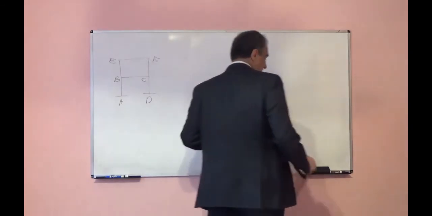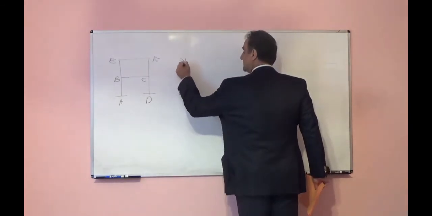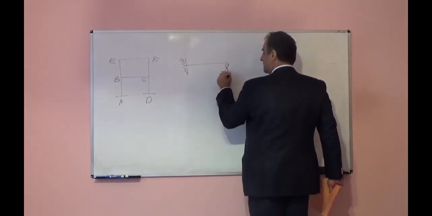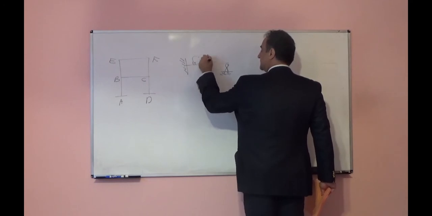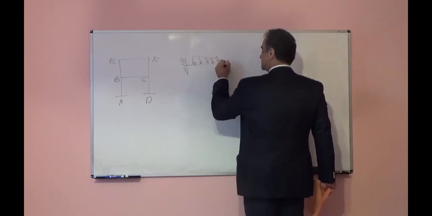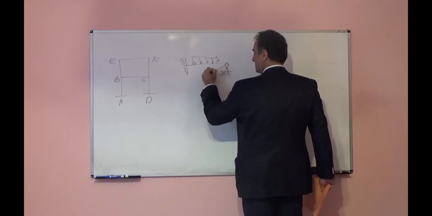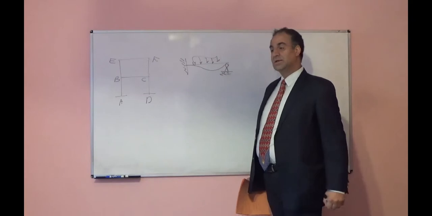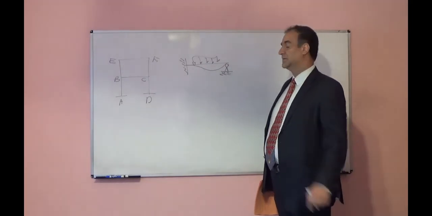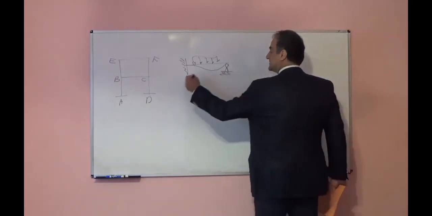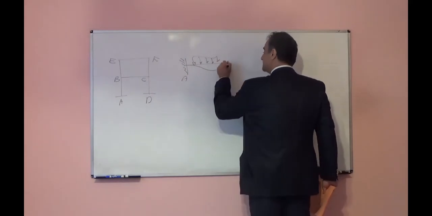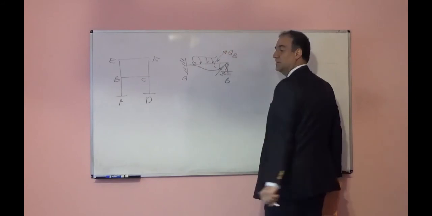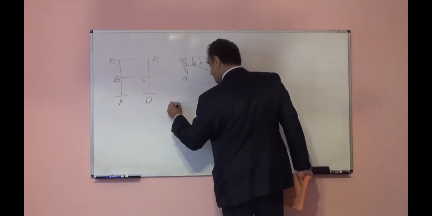For example, if we look at one simple structure like this beam, if I apply a load here, the deformation of this beam will be something like this. So I will have only one deformation, and that is the rotation at point B, that is theta B.